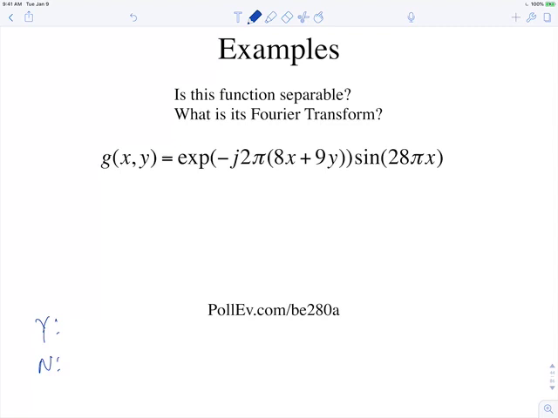Okay, so let's take a look at this. It's basically 85 yes, 15 no. Okay, so let's write this out.